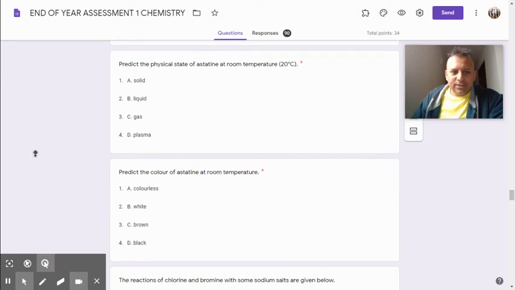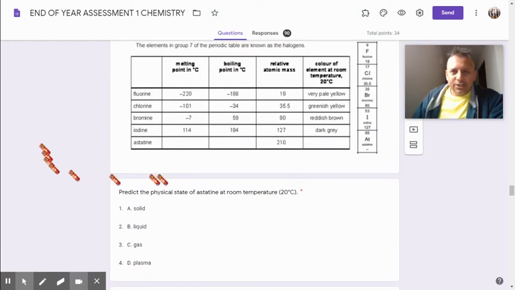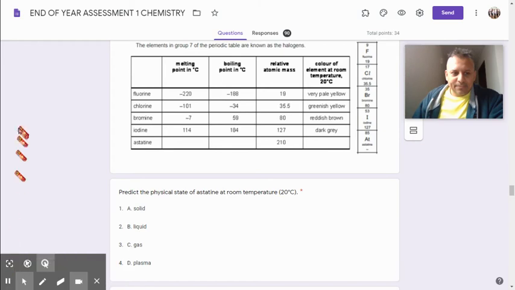The next question after this asks you to predict the color. So you can actually see that the color is getting darker and darker. So anything like black or very dark gray would have been an acceptable answer.